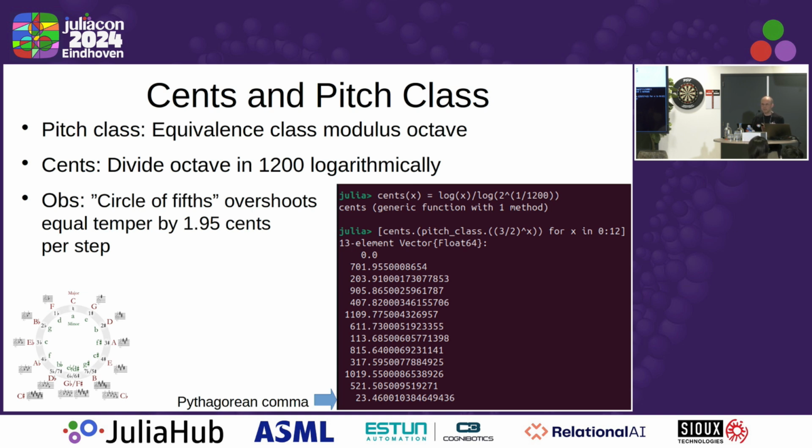So there's pitch classes, which are basically equivalence classes of tones given a module or an octave. And there's cents. So cents are the 1200 division of the octave. So if we do this thing about going off the fifths and do the pitch class and then take the cents, we can see that we get something which is almost an integer times 100, but it's overshooting by about 2 every time. So when we've done it 12 times, we're overshooting by almost 24.